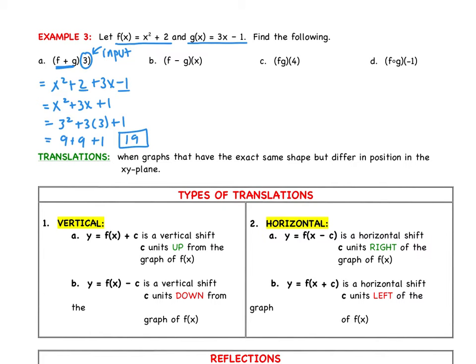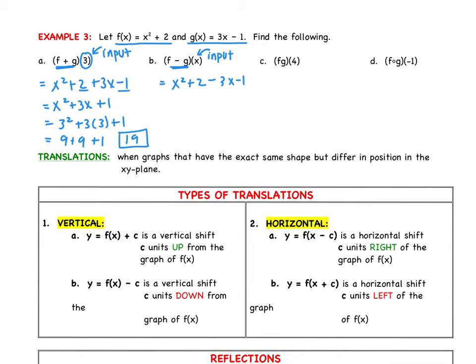In B, this time we are subtracting. From the notation, we can tell the input is x. So we don't actually have any number that we're plugging in. We're just going to simplify. Our f is x squared plus 2. And we are subtracting then g, which is 3x minus 1.